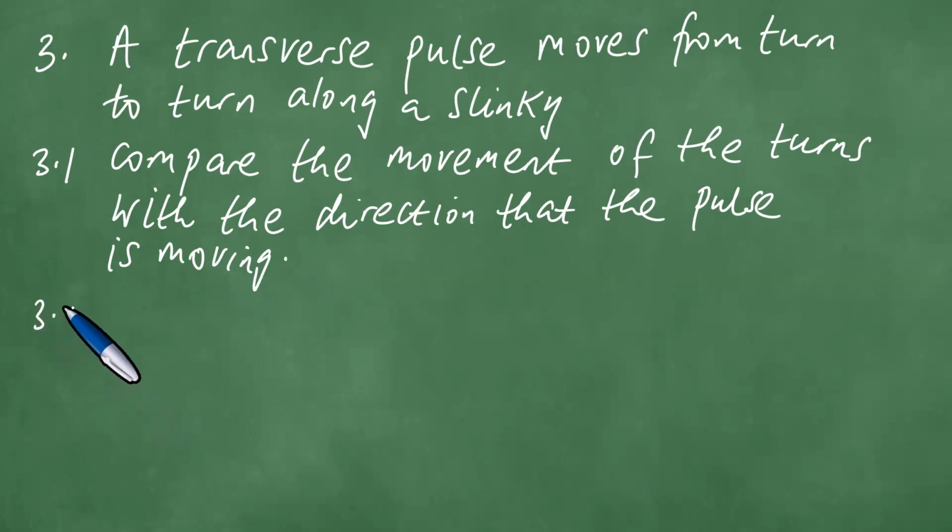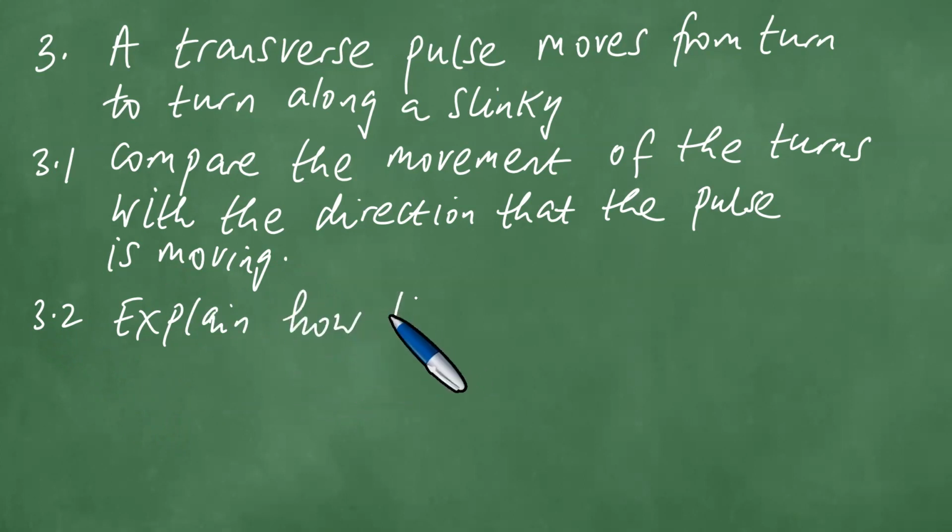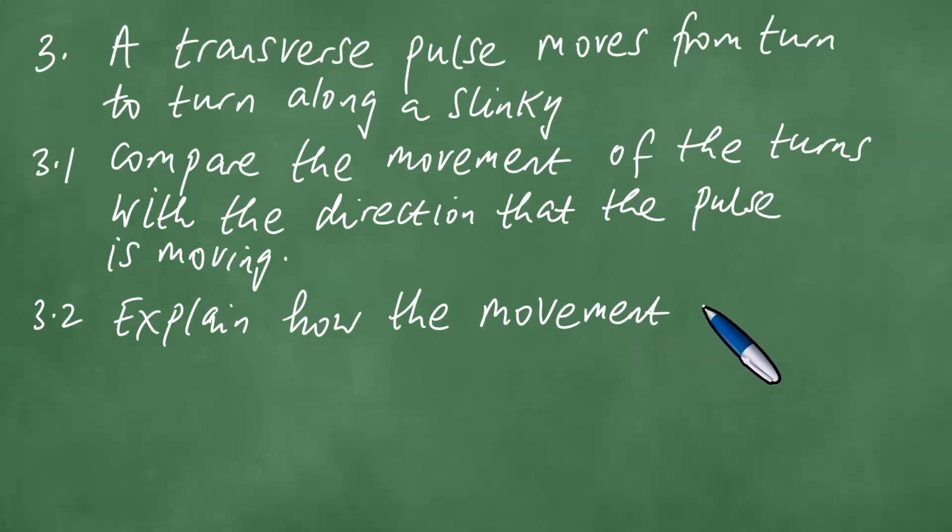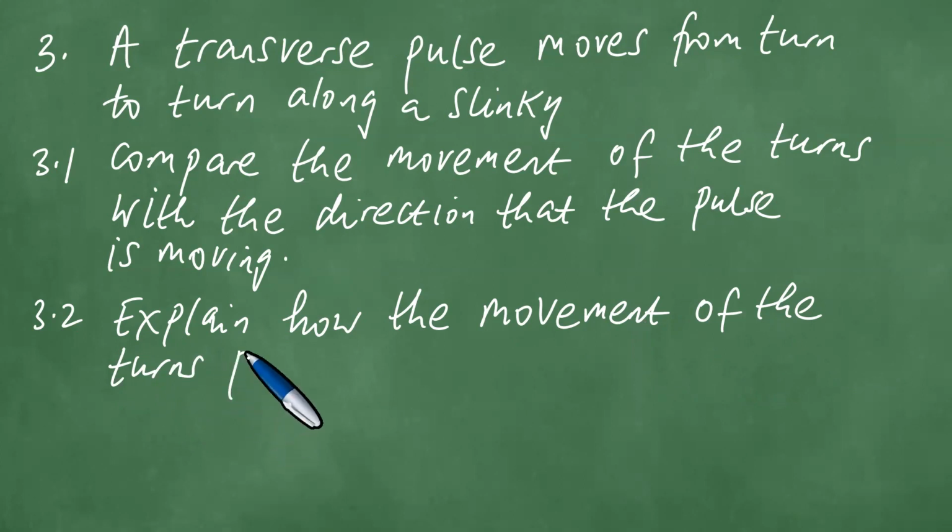The 3.2 explain. What is the title of the textbook that you're using? Doxentia. Oh, Doxentia. All right, yeah. Good. Right, explain how the movement of the turns propagates the pulse.